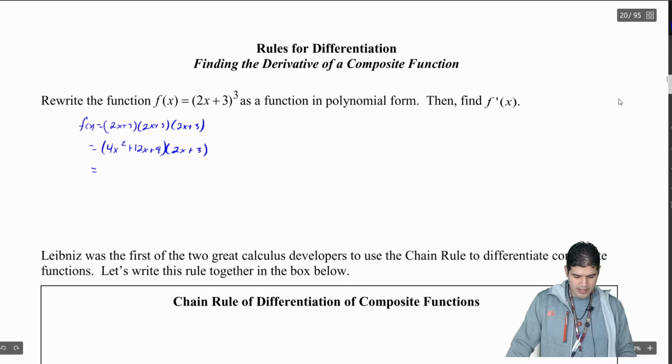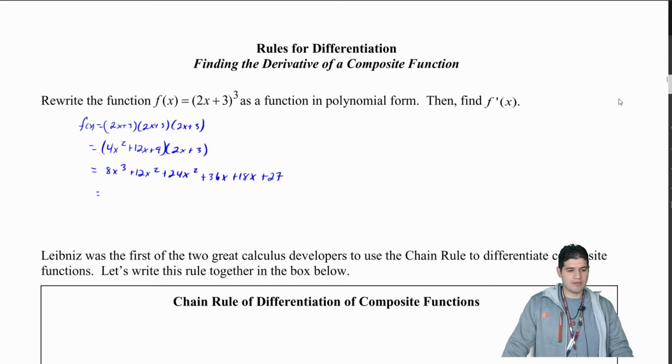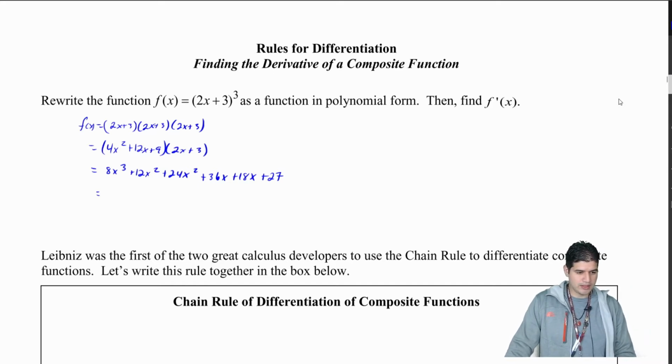And then if I multiply all that out, I'm going to get 8x cubed plus 12x squared plus 24x squared plus 36x plus 18x plus 27. Before I take a derivative, I'm just going to combine all these like terms. So 8x cubed plus 36x squared plus 54x plus 27.